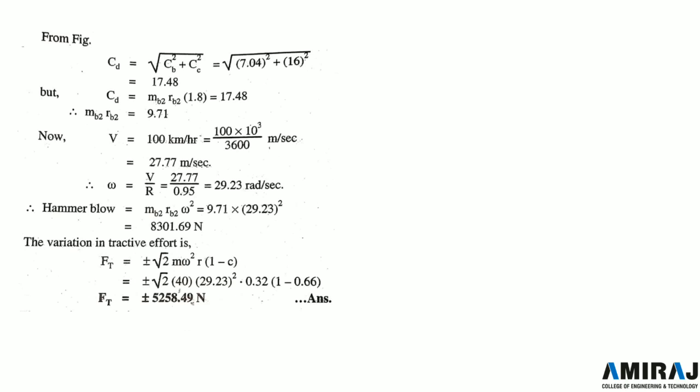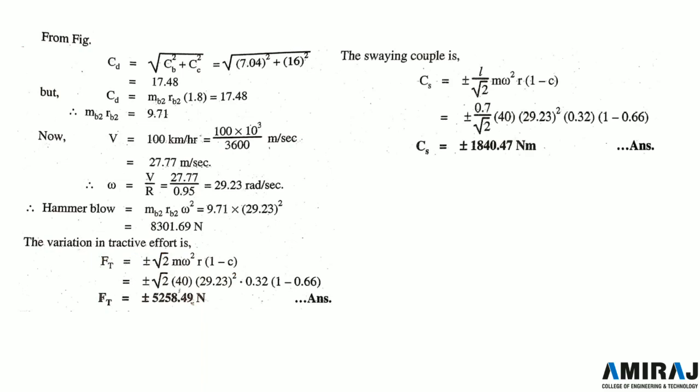So we can find the tractive effort Ft, which is given by plus or minus under root 2 m omega square r 1 minus c, and that is the tractive force equation. Similarly, we can find the swaying couple. Swaying couple is given by Cs equal to plus or minus L by root 2 m omega square r 1 minus c. So this is a very simple example, easy to calculate. You can easily find the various values.